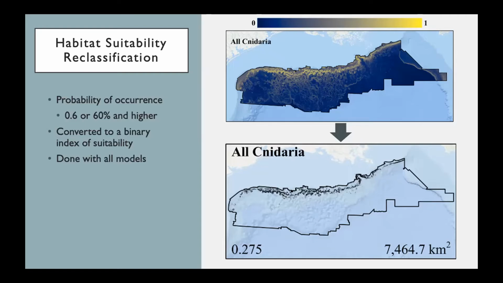We then used a reclassification function in ArcGIS to convert to a binary index of suitability that you can see here above. We have an all Cnidaria model, which includes all of the data from the phylum Cnidaria. And then in the bottom, you can see our probability of occurrence model for all of the Cnidaria. We did do this with every model, but due to time, I'm not going to show you those now, but if you would like to see them at the end of the presentation, I can pull that slide up.